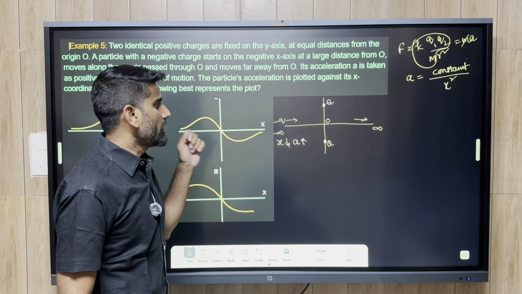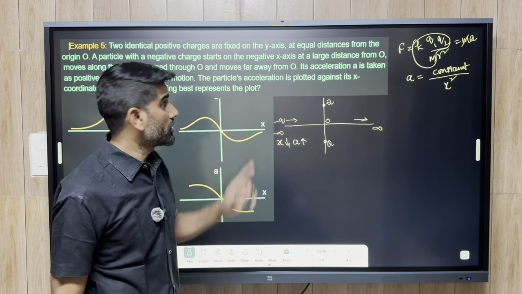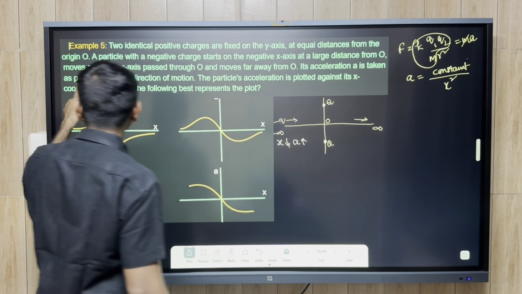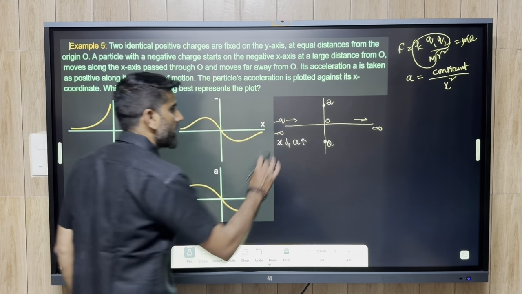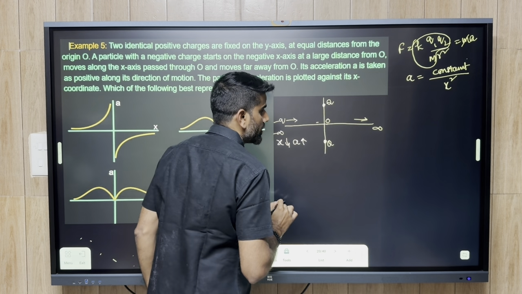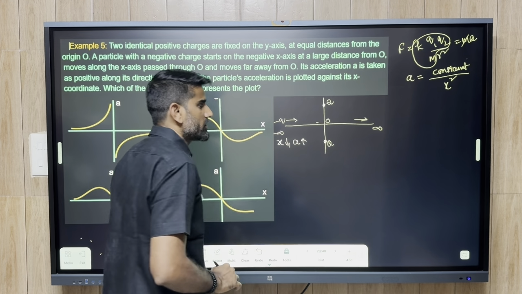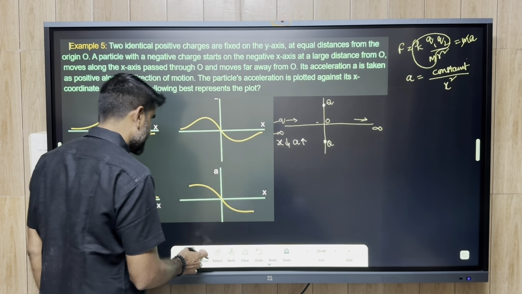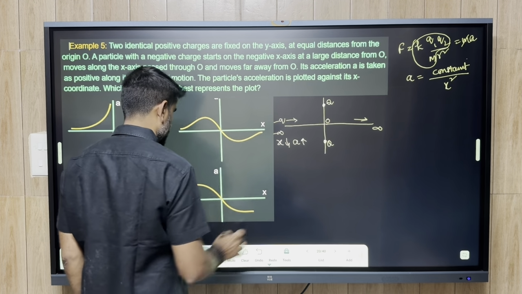That means the acceleration is increasing. And tell me, is acceleration positive or negative according to the given data? As it is mentioned that its acceleration is taken as positive along its direction of motion, as it is moving in this direction. If the acceleration is in the same direction, then it is to be taken positive. Let's see whether the acceleration is in the same direction or not.